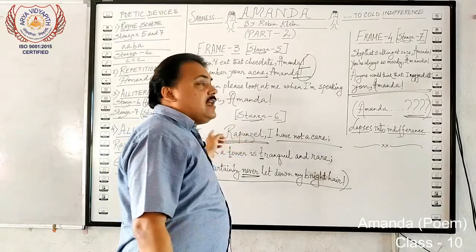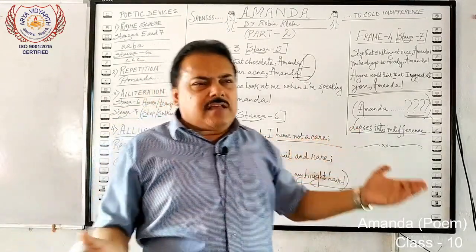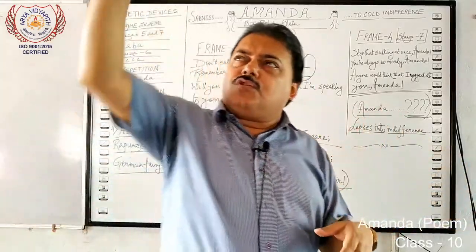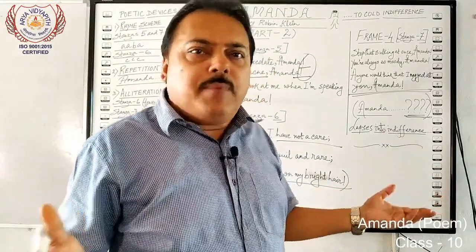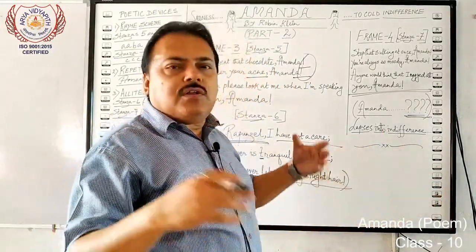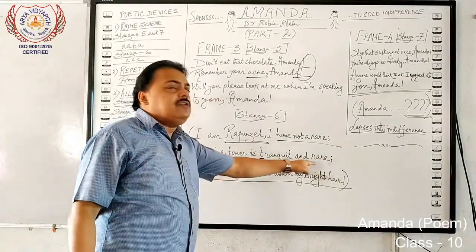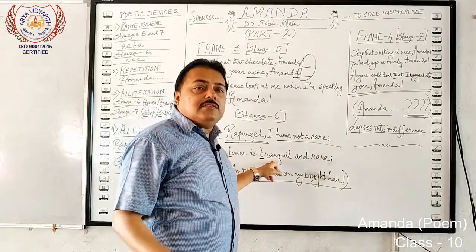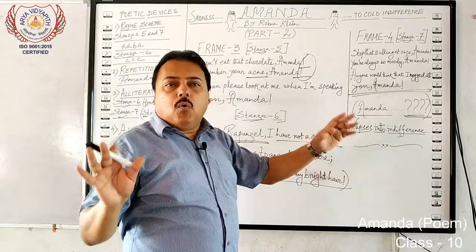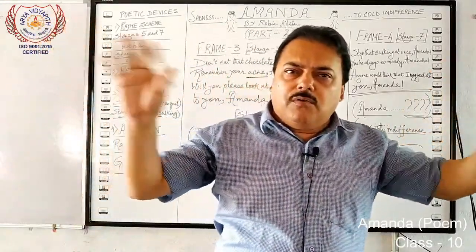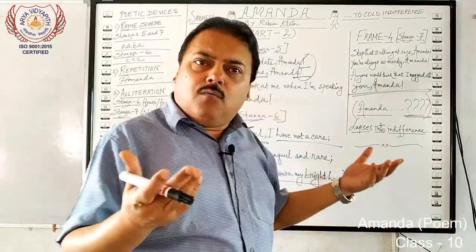So she says, I'm Rapunzel, I have not a care. She says, I don't have any care, just like Rapunzel, who used to live in a tower without being disturbed by anybody. She says, I don't have any care in the world. Life in a tower is tranquil and rare. Tranquil means calm and peaceful. And rare means alone. Nobody is there to disturb you. That's exactly what Amanda wants.